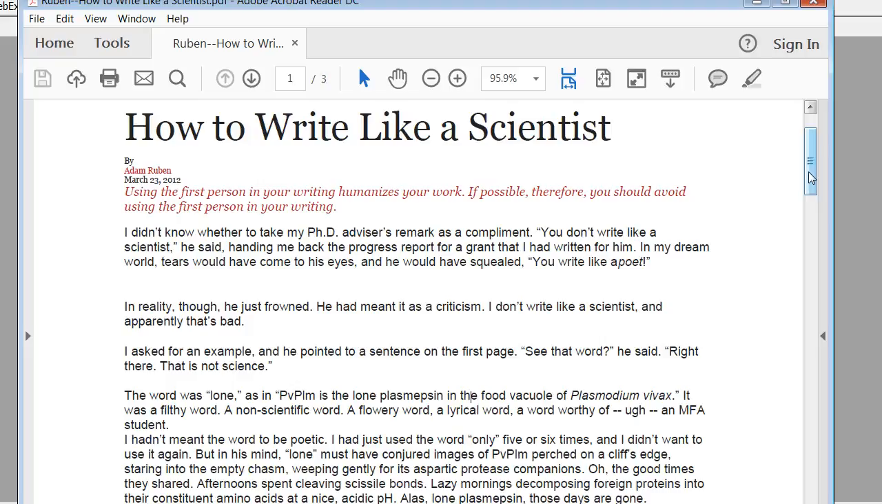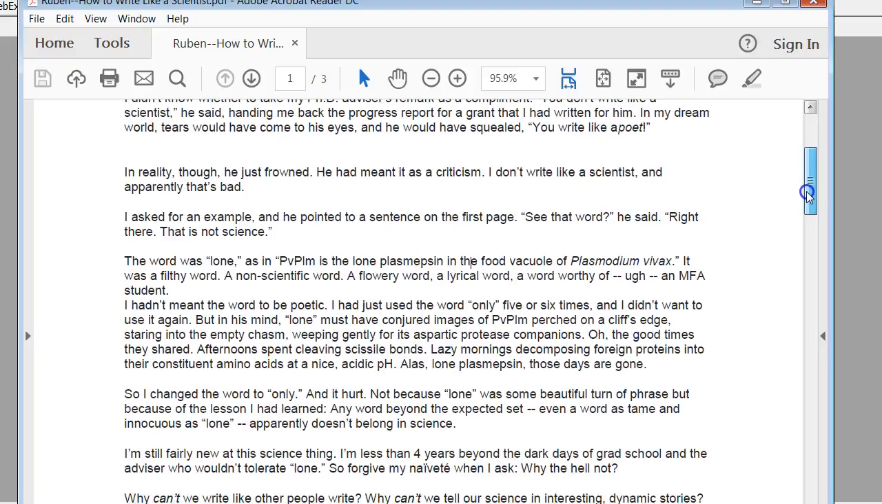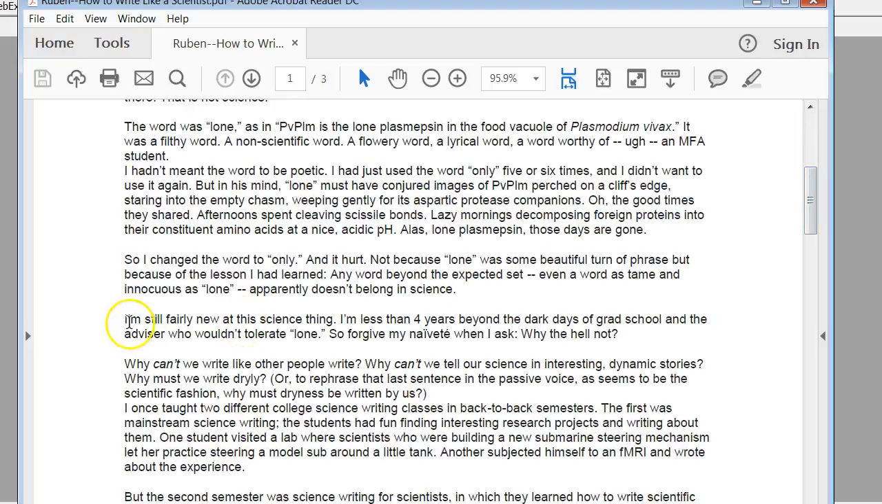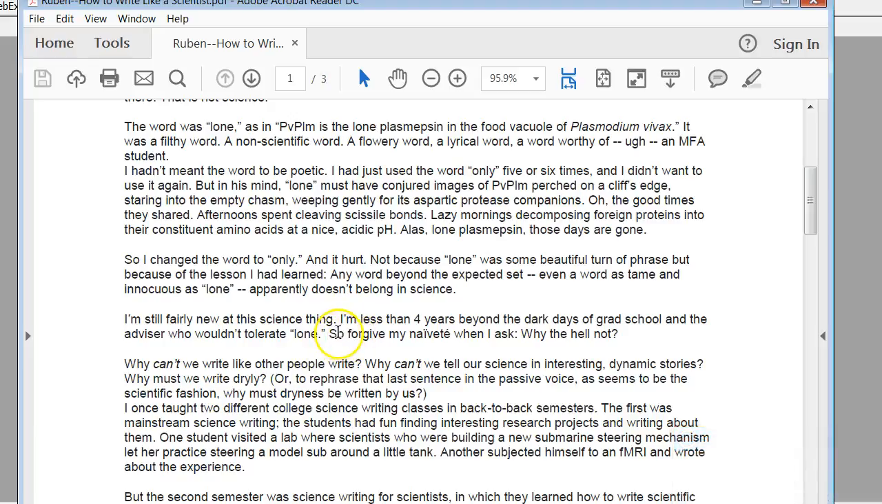So, looking at this piece, you'll see how the author talks about the word lone and how he's referred to as being writing more like a poet than he is a scientist. His response to all of this is, I'm still fairly new at this science thing. I'm less than 4 years beyond the dark days of grad school. And yet, here I am with an advisor who tells me and will not tolerate the word lone. So forgive my naivete when I ask, why the hell not?